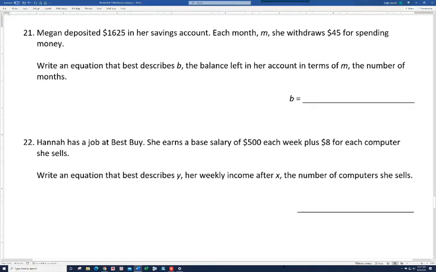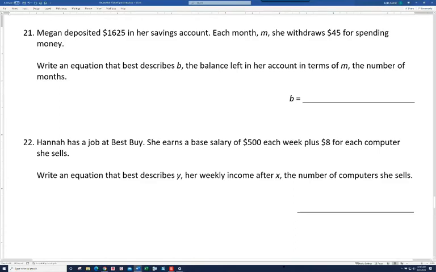So let's see, we have Megan deposited $1,625 in her savings account. Each month, M, she withdraws $45 for spending money. Write an equation that best describes B, the balance left in her account, in terms of M.